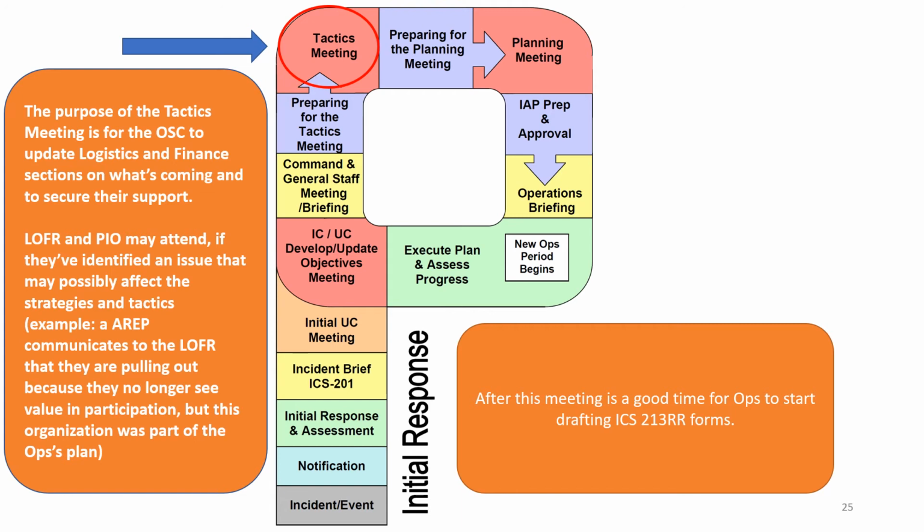Safety officer is also present at this meeting to request additional resources, if needed, to mitigate the hazards. Liaison officer and public information officer may be present if there are issues that may have impact on the operations plan, for example, community concerns, media sensitivity, and so on.